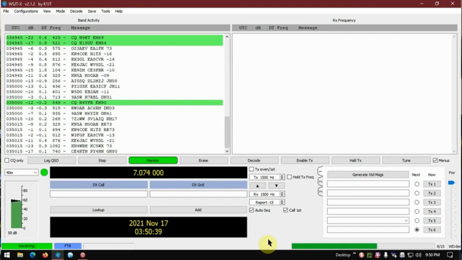Last but not least, we have JT65. This mode is designed for extreme weak signal communication. It's so sensitive that it can pick up signals well below the noise floor, signals that would be undetectable to other modes. This makes JT65 ideal for things like moon-bounce communication, where signals are reflected off the moon's surface.